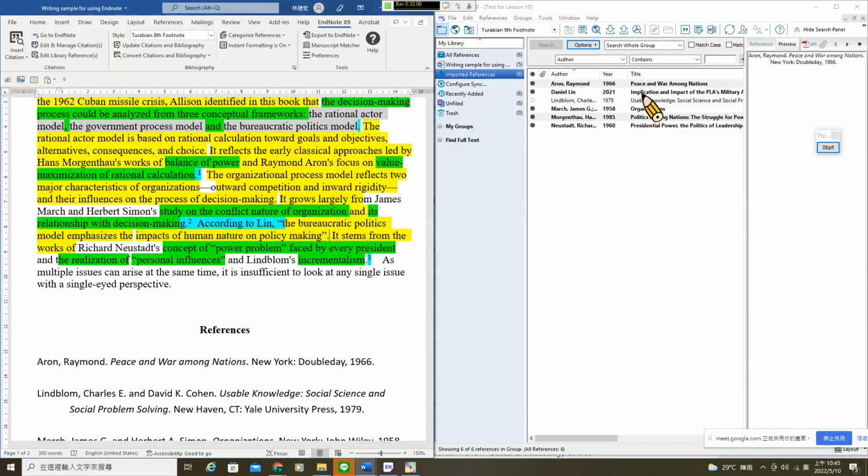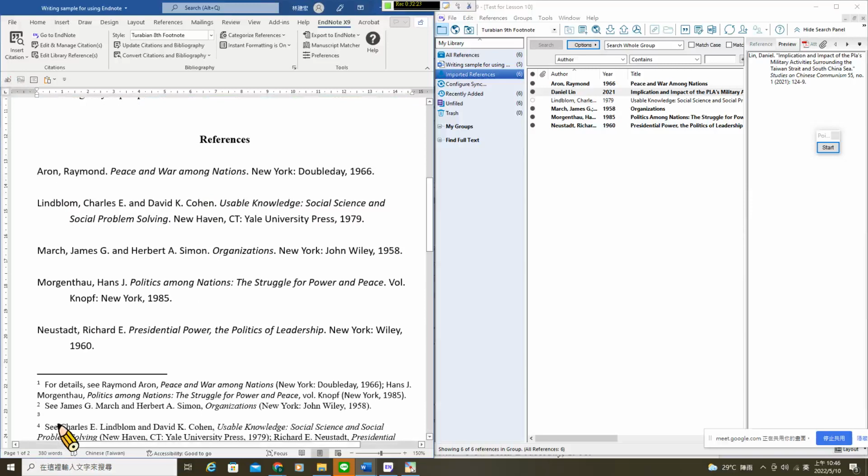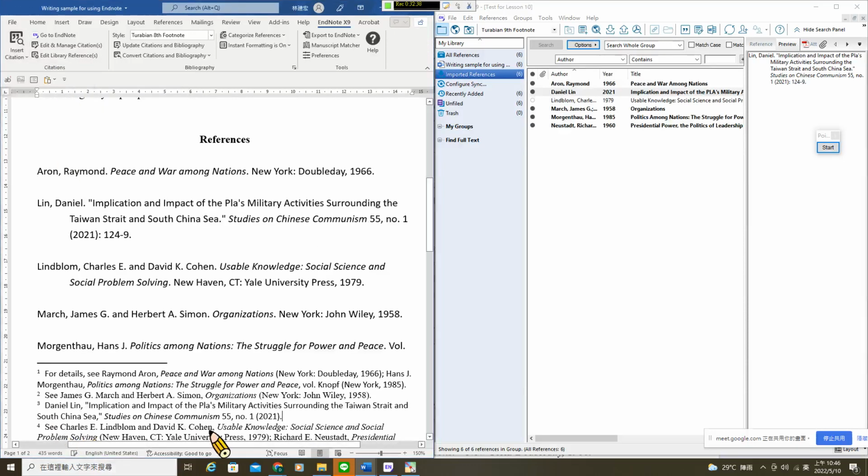So I click this one. This is the information, the reference I need to cite. I go back to my Word and come back here and use this. Insert. Look here. And I insert citation because I have selected this one, right? So basically I just insert citation and it will appear here.